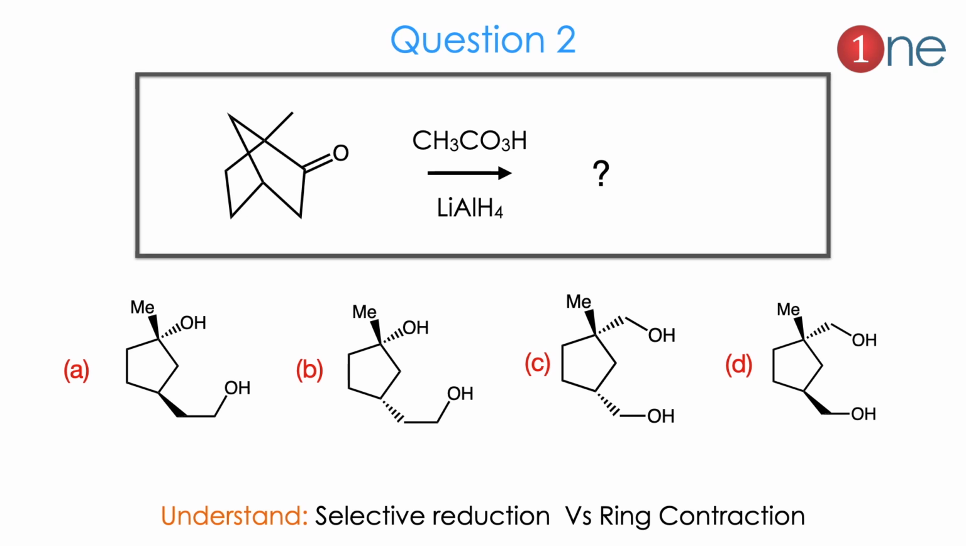Question number 2. The starting material is a bicyclic system with a ketone and a methyl attached and one bridged carbon. Here they are giving peroxide and lithium aluminum hydride. The products they give have methyl and OH stereoselectively placed, with methylation at the third position. Here you have to know 2 things: stereoselective reduction of the C=O group versus ring contraction. So which will dominate, we will see.